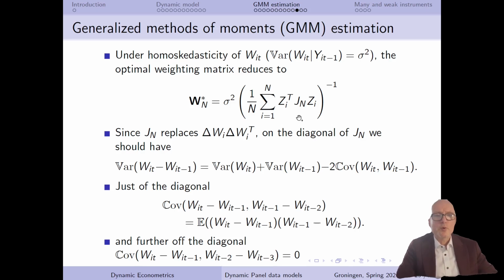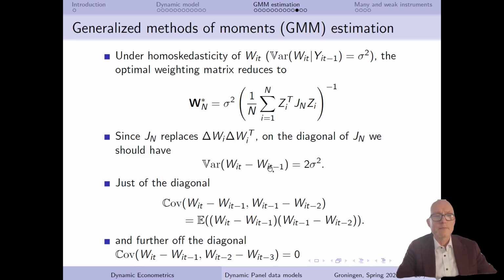Well, the question of course arises, what is this? This last term is equal to 0, because we have assumed no serial correlation. That means w_it is not correlated to w_it-1, so this term is equal to 0. But these two terms are equal to sigma squared under the assumption of homoscedasticity. So therefore this simply is going to be equal to 2 times sigma squared.